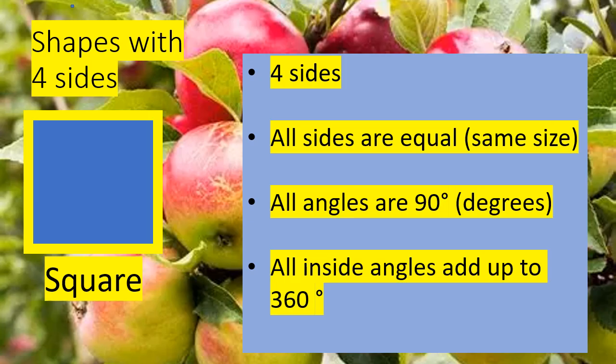Firstly, the square. It has four sides. All the sides are equal, the same size. All the angles are 90 degrees in the corners, and all the inside angles add up to 360 degrees. That's 4 times 90.